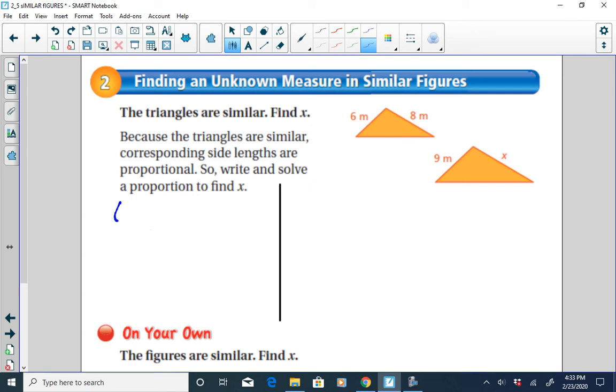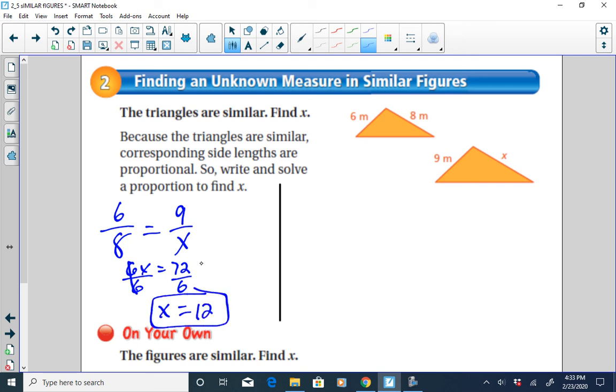6 to 8 is the same, so I have to write a ratio of this side to this side. That would be a ratio of 9 to x. When we cross multiply and divide, 6 times x is 6x, 9 times 8 is 72. When we divide both sides by 6, we wind up with x is equal to 12.